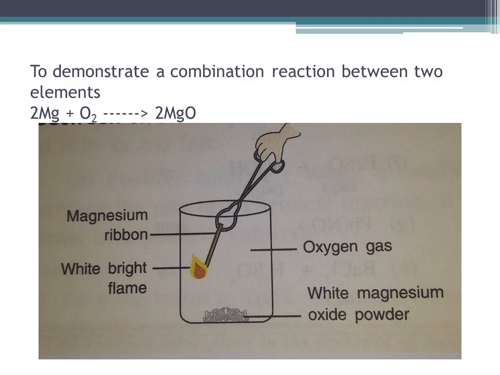We will observe that the magnesium ribbon burns with a dazzling white light and produces a white powder, which is magnesium oxide. The reaction can be represented as 2Mg + O2 gives 2MgO. The reactants are magnesium and oxygen, and the product formed is magnesium oxide.